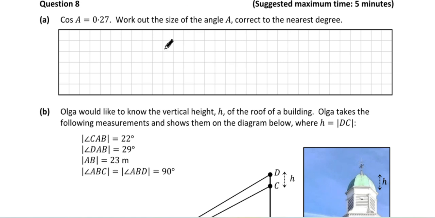Now, okay, work out the angle correct to the nearest degree. If you're ever asked to work out an angle in trigonometry, you have to use the inverse. If it's cos, you use the cos inverse button. If it's sine, you use the sine inverse button. And if it's tan, you use the tan inverse button. And you do cos inverse 0.27.